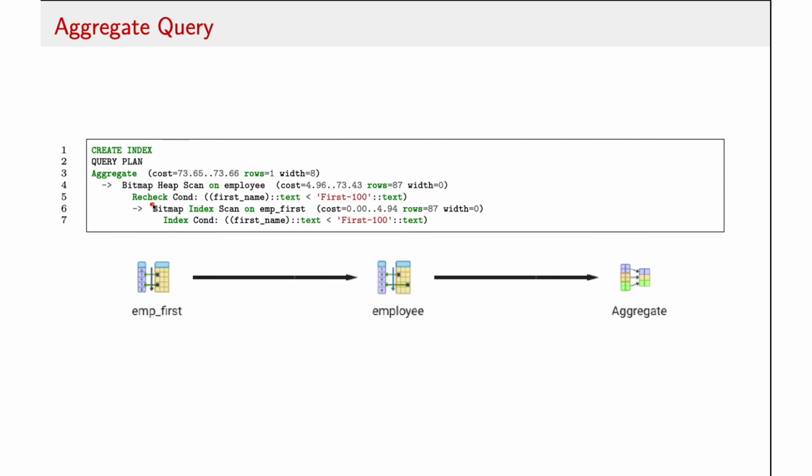We can see here, first of all, that there's a bitmap scan using that emp first index to fish out all the rows that have a first name that's less than that string. Now, what that's going to do is give back basically a list of the pages that contain rows that satisfy that criterion. Disk pages in this case. I've been kind of finessing that issue so far. That information then is going to be fed into a bitmap heap scan, which is going to actually look at the real employee table.